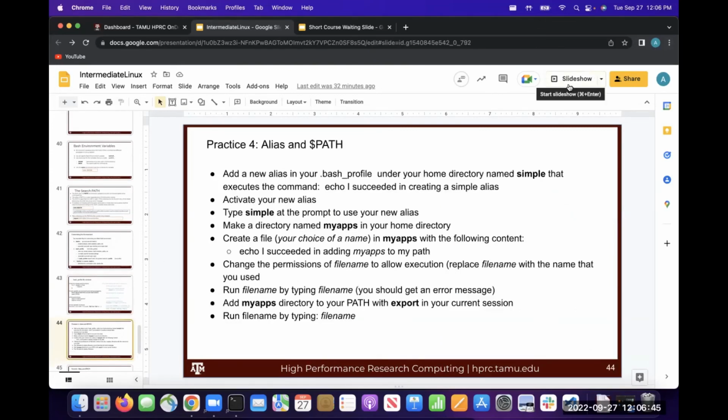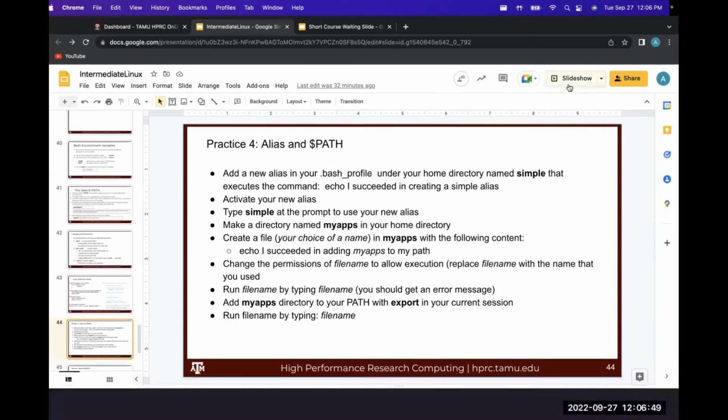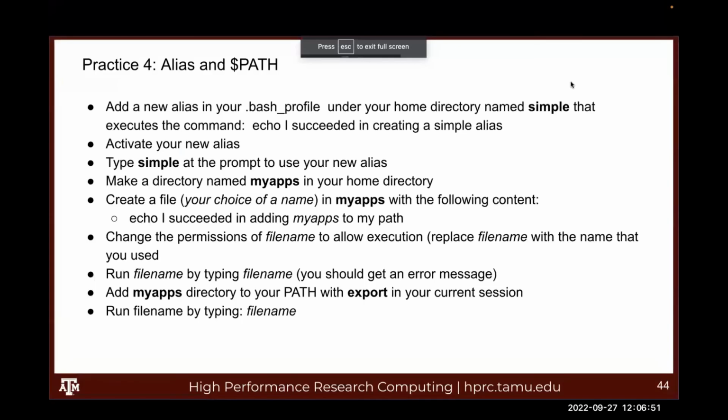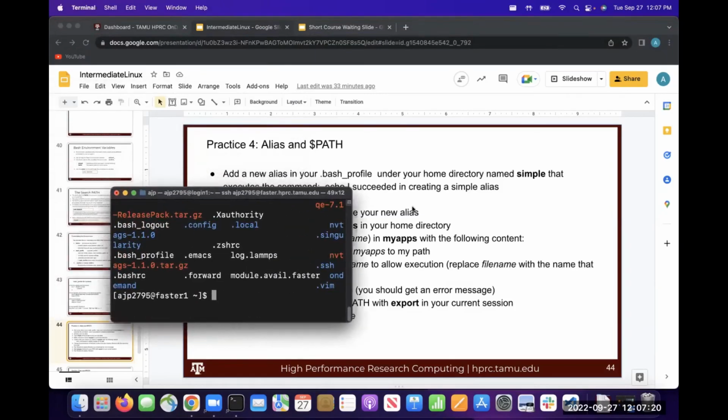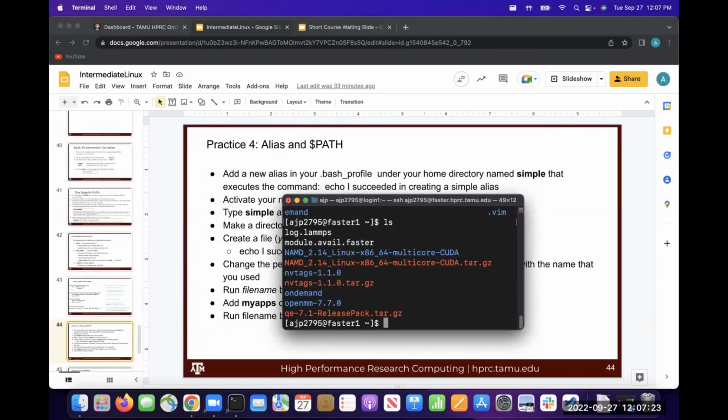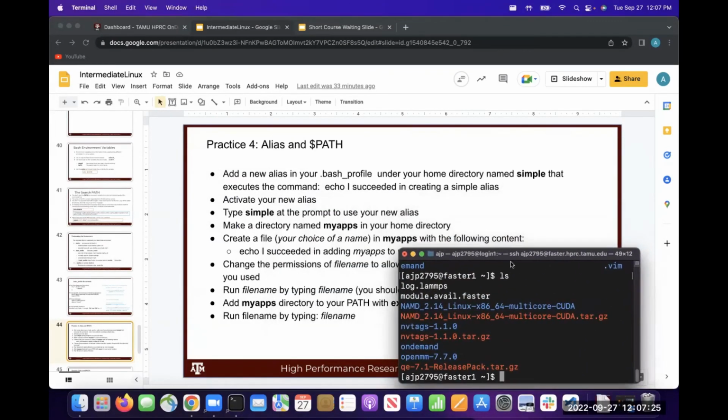So let's go through this practice. Add a simple alias in your .bash_profile, named simple, that will execute a command that just prints out a statement, "I succeed in creating an alias." Activate the alias. Type in simple at the prompt to use your alias. And then we're going to create a file, and then add that file to our path. I think I'll do this one with you all as you do it, so we'll just kind of follow along here.